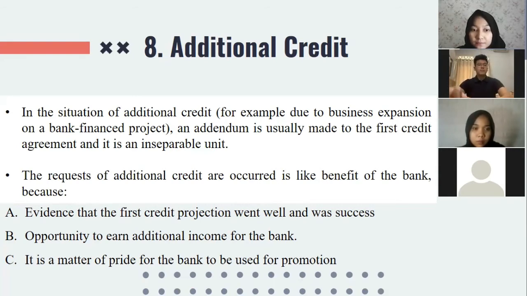Point 2, the request of additional credit is a benefit to the bank because: point A, evidence that the first credit projection went well and was successful. Point B, opportunity to earn additional income for the bank. And the last is point C, it is a matter of pride for the bank to be used for promotion. And next.